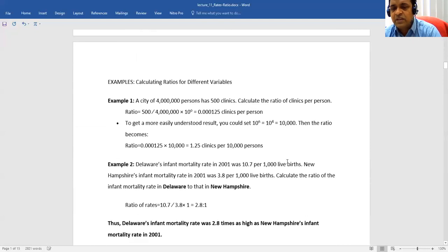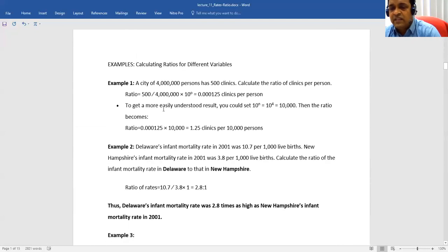Let us do one example. In a city, there are almost 4 million people and there are only 500 clinics. So the ratio of clinics per person: there are 500 clinics divided by the 4 million people, multiplied by one, for per person. So we get 0.000125 clinics per person. We can make it more convenient by multiplying by 10,000.